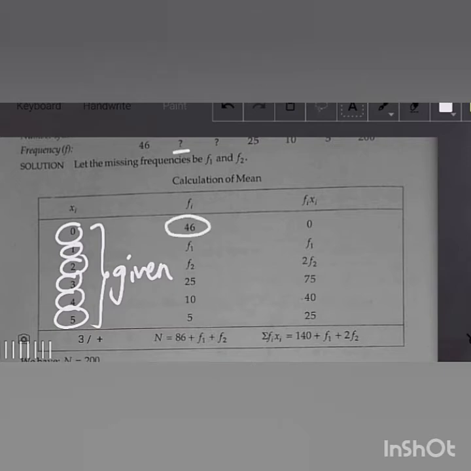And the second frequency is not given, so we are taking it as f1. And the third frequency is also not given, so we are taking that as f2. The remaining frequencies are given: 25, 10 and 5.